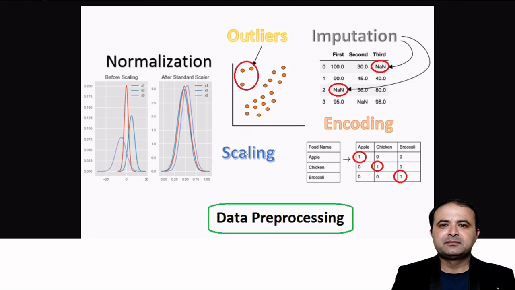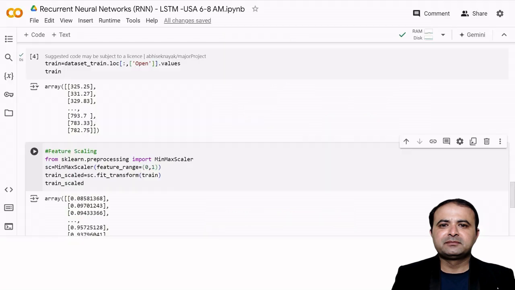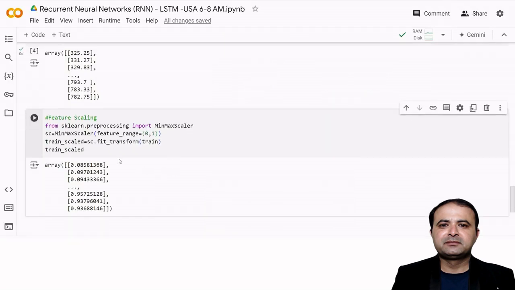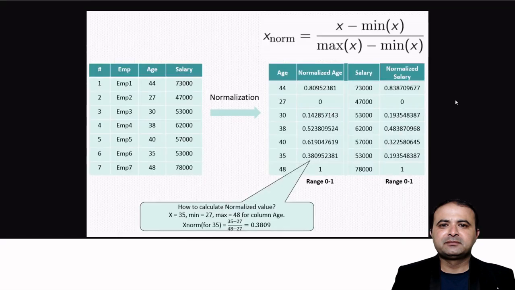Again, this is the data pre-processing or normalization concept, to scale the data and to encode. You can see the encoding like food names: apple is one, chicken is one, and broccoli is one. The scaling will also manage the mean and the outliers, and it will encode the data. So now I want to scale the data, to scale out and normalize it.